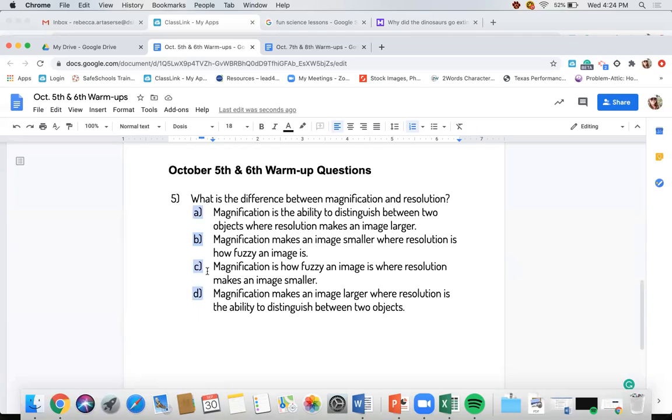C, magnification is how fuzzy an image is. Again, we want clarity, not fuzzy, and then resolution makes an image smaller. The whole point of a microscope is to be able to see things that we can't see with our naked eye. So we don't want them to be smaller, we want them to be bigger. So not C, and then that leaves us with D as in dog. Magnification makes an image larger. All right. The whole point of a microscope is to look at objects that are small and can't be seen with the naked eye. And resolution is the ability to distinguish between two objects, right? So we're talking about clarity and being able to see two different objects instead of thinking they're all part of one. So D as in dog is the correct answer for question number 5.